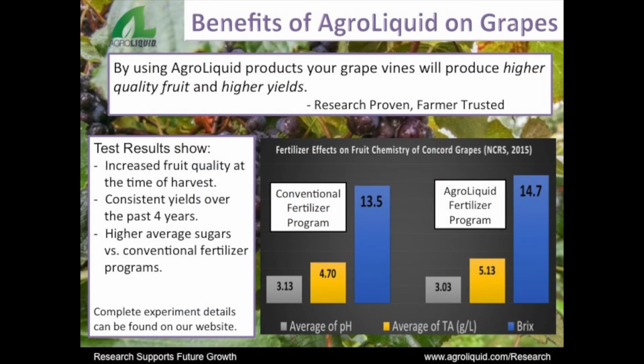As you can see here, this is a chart showing some of the effects on the fruit chemistry of the Concord grapes in 2015. As I mentioned earlier, we measure pH, which is represented by the gray bars, the titratable acidity, which is represented by the yellow bars, and the amount of sugar, or what we refer to as Brix, in the blue bar.